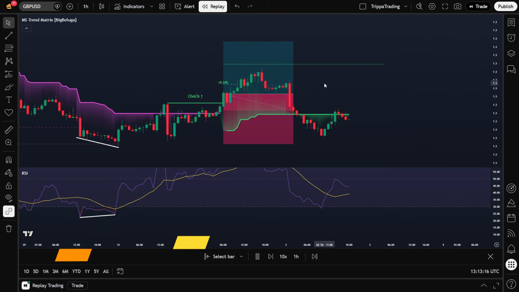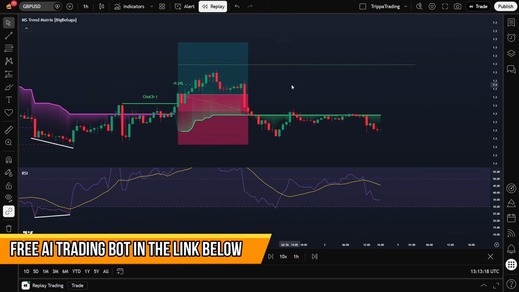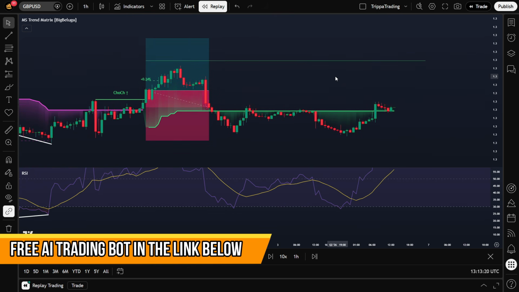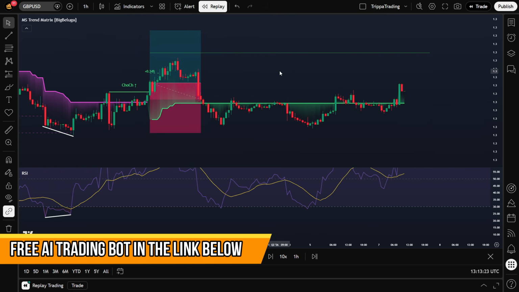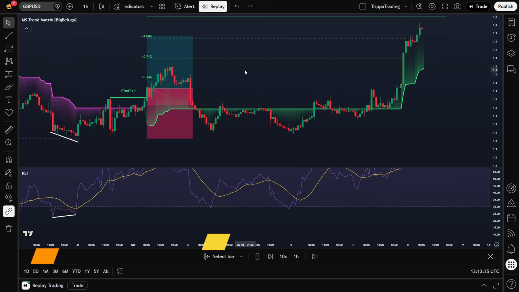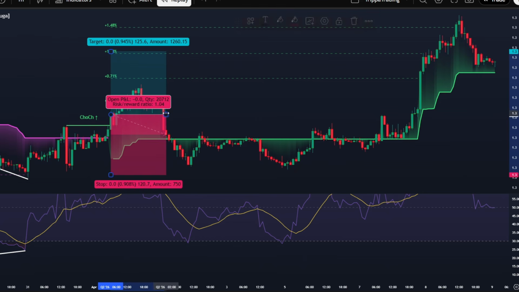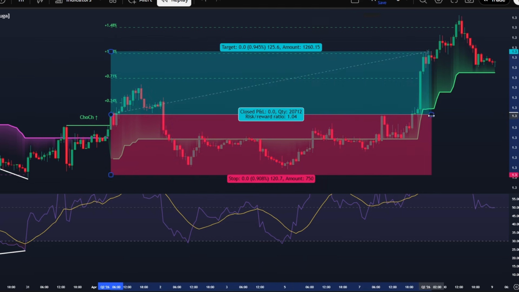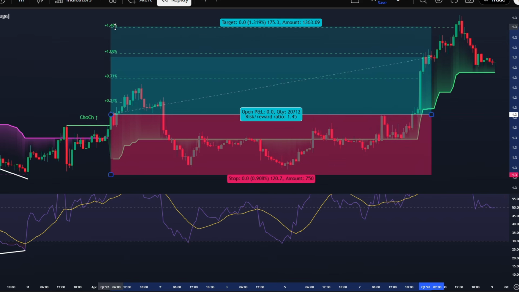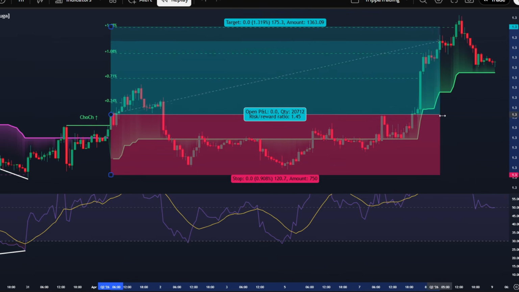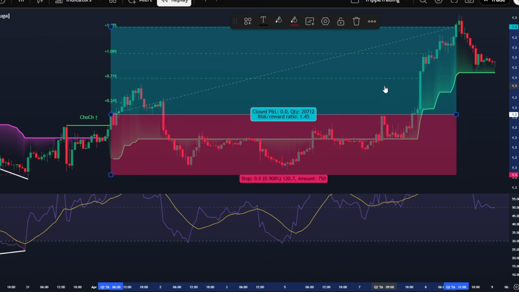Once the first target is hit and price closes above it, move your stop just below the trailing line. When the second target is hit, move the stop again below the updated line. Then if the third target gets hit, do the same thing again. This way, you keep protecting more and more profit as the move continues. And once your stop is above your entry price, the trade is already protected.